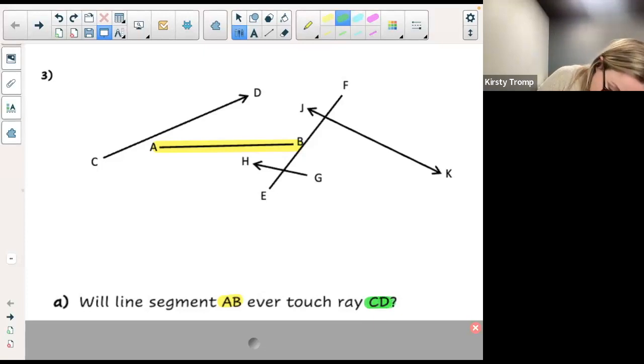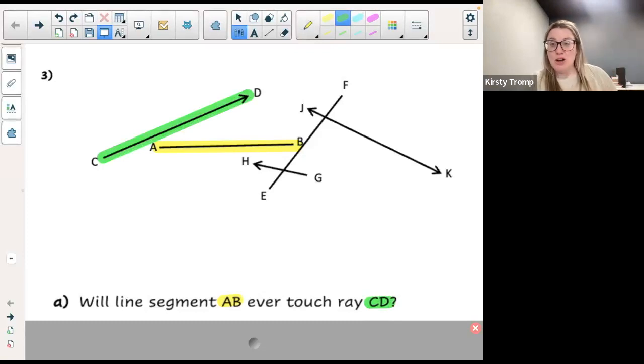So ray CD, there is ray CD going that way. There's ray CD going over that way. So it says, will line segment AB ever touch ray CD? Have a look on my page. Are they ever going to touch each other? Mulalo, you tell me. Are those two ever going to touch each other?